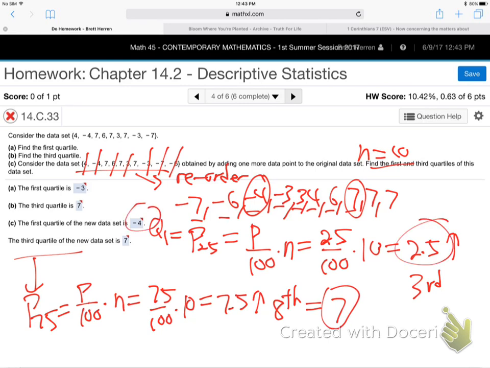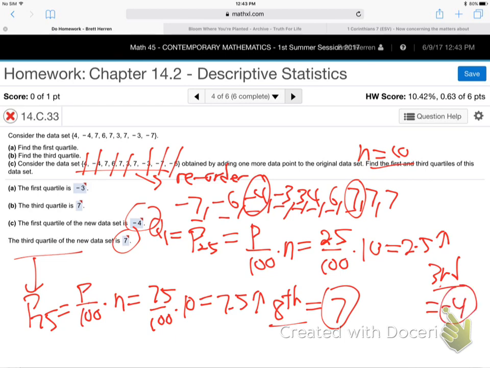Whoop, the wrong thing. There they are. Shouldn't have circled that. So third number, 8th number. The third number, of course, was -4, and the eighth number is a 7. And we're done.